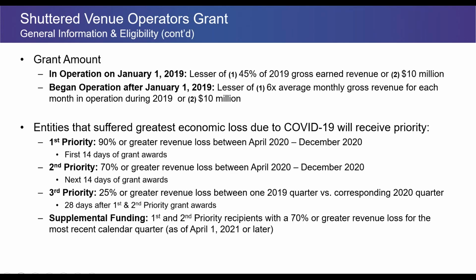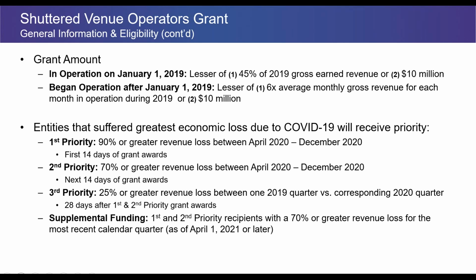So on the next slide, we talk about the grant amount, and it basically is dependent upon when the entity was in operation. So if you're in operation on the 1st of 2019, then it's the lesser of 45% of your 2019 gross earned revenue, or 10 million.